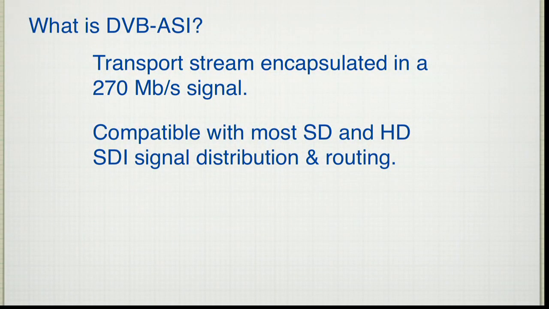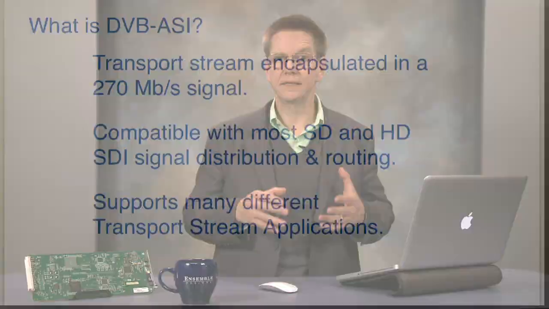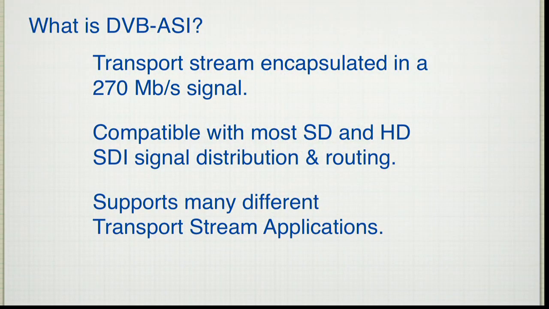It works with the same distribution amplifiers, DAs, fiber systems that already are carrying SD and HD SDI signals. And because the 270 megabit rate that DVB ASI uses is, relatively speaking, for the MPEG world quite high, it can carry a lot of different programs.